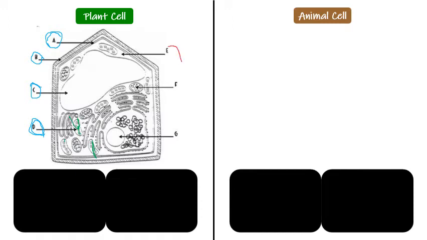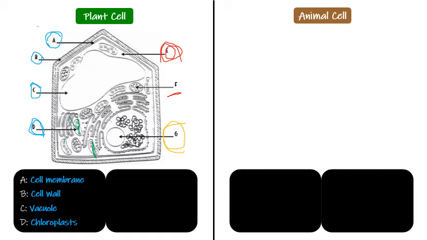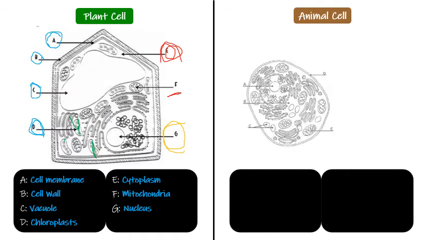What about E? What is this? The jelly-like, let's call it a playground or inside of the cell. It's the cytoplasm, that's right. Part F. This is the powerhouse of the cell. Here, the respiration process happens to provide the cell with ATP energy, the mitochondria, right? And we still have here the brain of the cell. It's the nucleus. So A for cell membrane, B cell wall, C vacuole, D chloroplasts, E cytoplasm, F mitochondria, G nucleus. What about the animal cell?